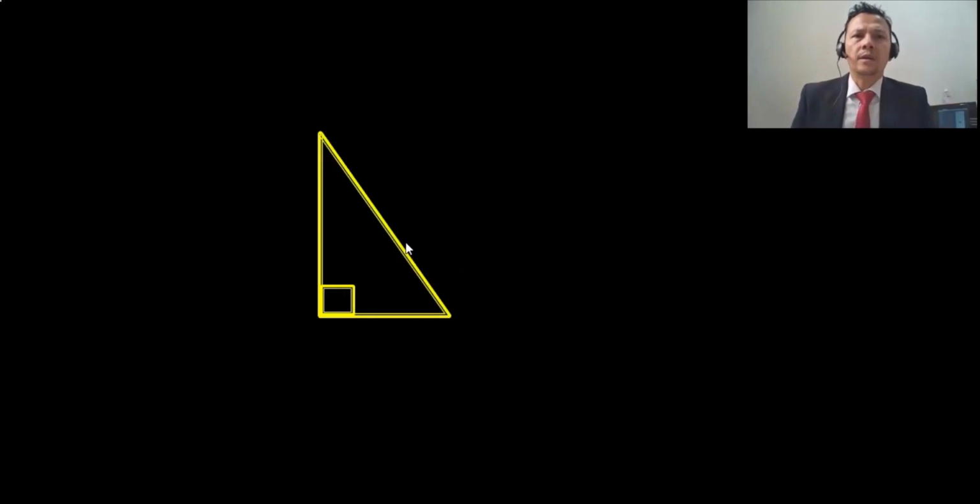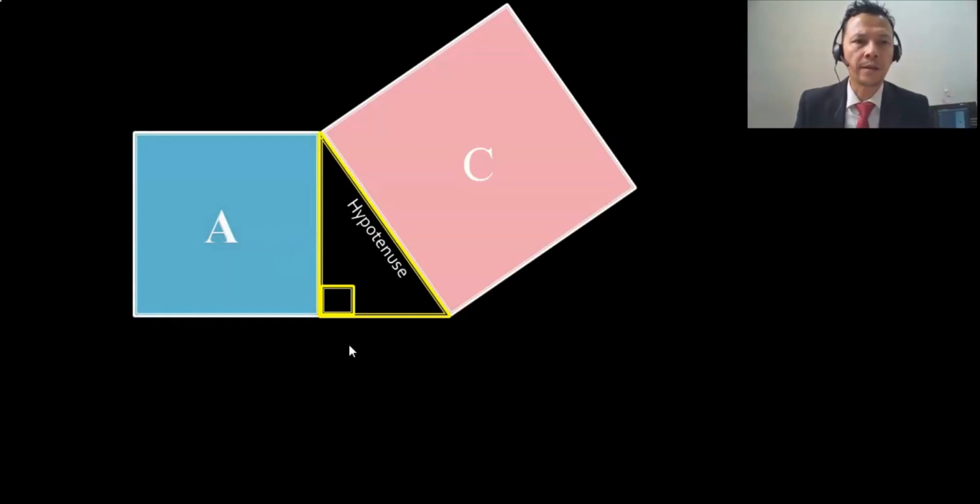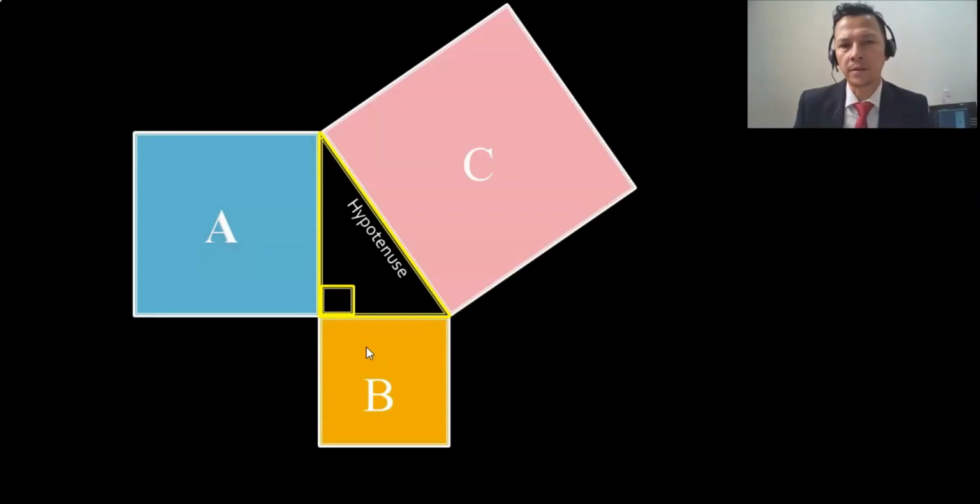Now, let us draw a square on the hypotenuse. Here we have a square on the hypotenuse. And let us draw two squares on the shorter sides. Here we have one, and here we have another one.